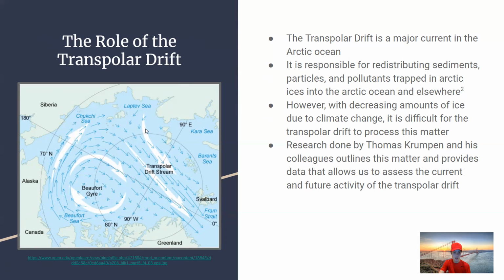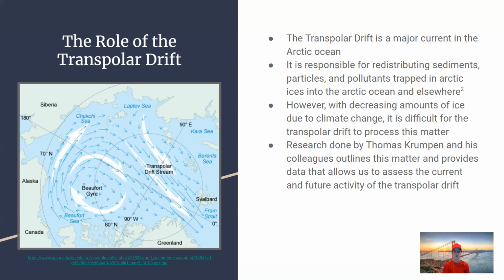What the transpolar drift does is, all of the things that come into the Arctic Ocean freeze because it's very cold, and they freeze into ice. The transpolar drift brings these pieces of ice across the Arctic Ocean, and they begin to melt and melt until they become just water and enter the ocean. So it's basically responsible for redistributing sediments, particles, pollutants, and more away from the Arctic Ocean. Of course, there's always going to be some in the Arctic Ocean, but you don't want all of these materials inside of it.